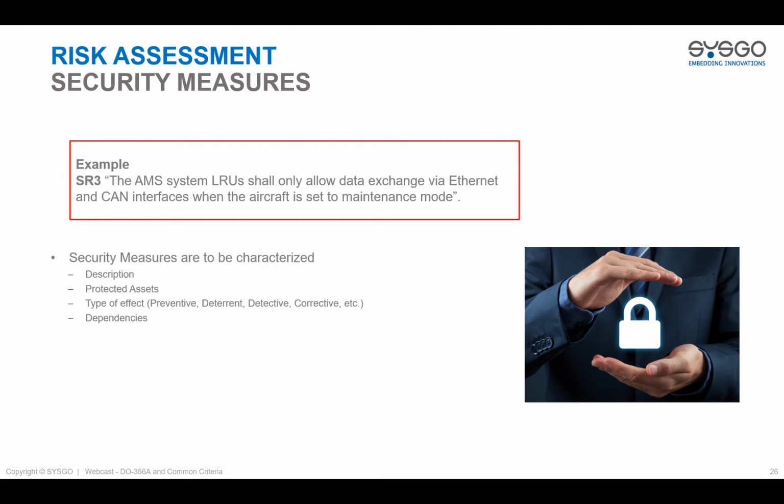The security measures need to be characterized, which means they get a description, they describe the protected assets, the type of the effect, and the dependencies. While doing so, you make a common mode analysis in order to make sure that all the security measures are independent from each other. So one failure of one security measure does not have an impact on the other one. They need to be implemented in a diverse way, and they should be isolated from each other.